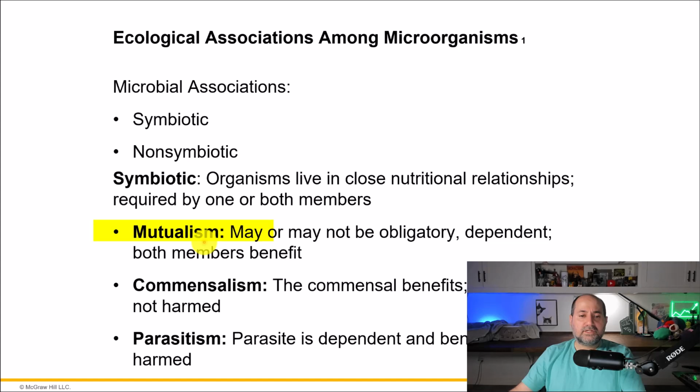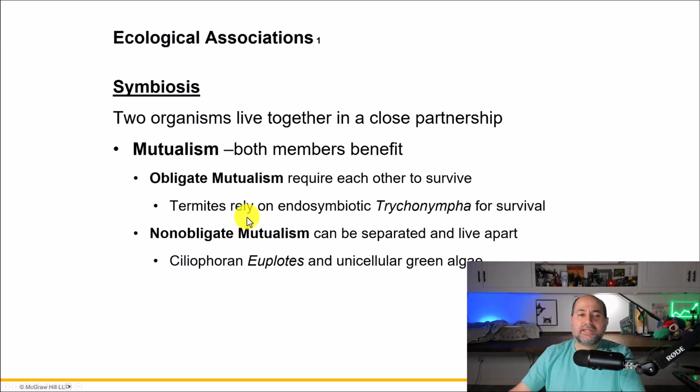Mutualism, this is where both members benefit. It may or may not be obligate, but both members benefit. So in this case, both of the organisms in the symbiotic relationship benefit from the presence of one another. So I'll give you a quick example of mutualism where both members benefit. There's an example of obligate. Remember, this is a must. Obligate mutualism in termites. Termites rely on the endosymbiotic microbe, Trichonympha, for survival.